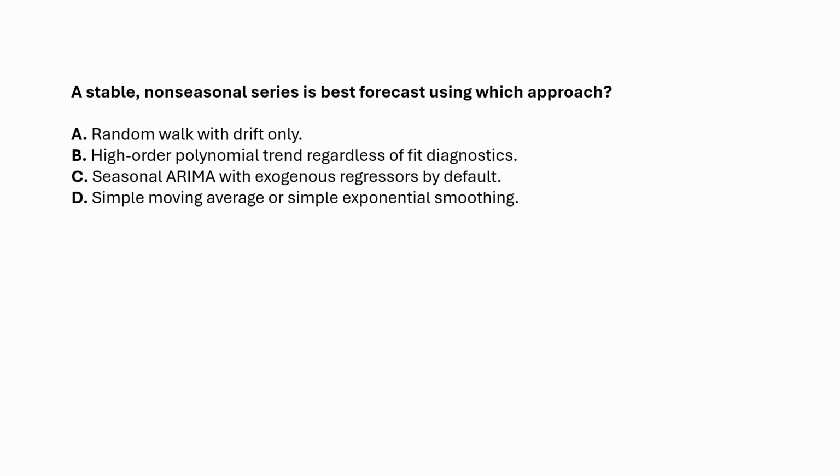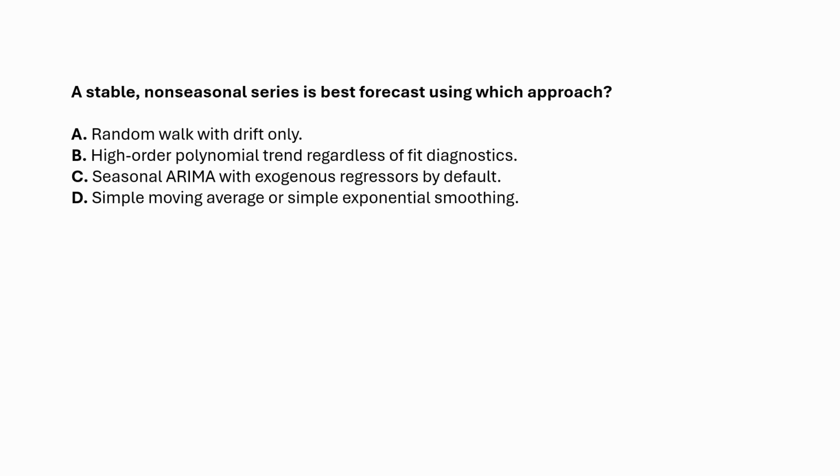Choice D, simple moving average or simple exponential smoothing. This is the match. If the data is stable, meaning flat, no strong trend, no repeating seasonal swings, the best tool is the simplest. A simple moving average just takes the average of the last few observations to smooth out noise. Simple exponential smoothing does the same, but gives more weight to recent observations, so it reacts a bit faster. Both are designed exactly for stable, non-seasonal series, so D is correct.